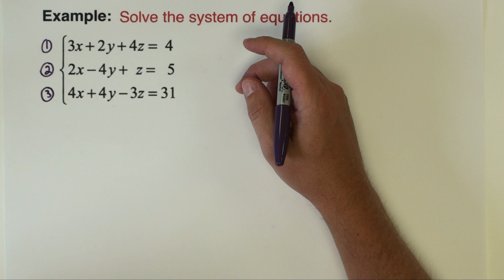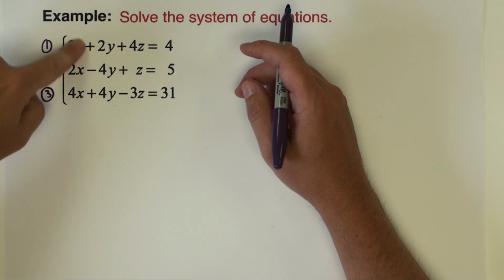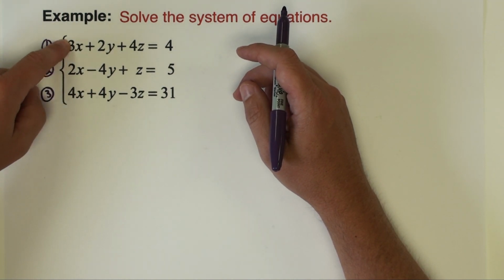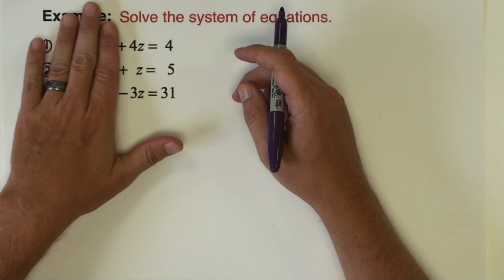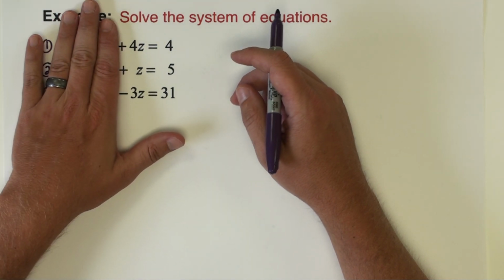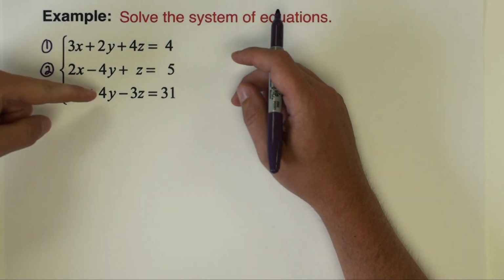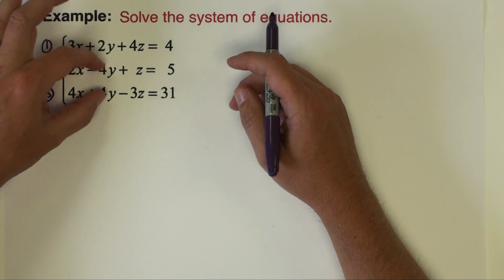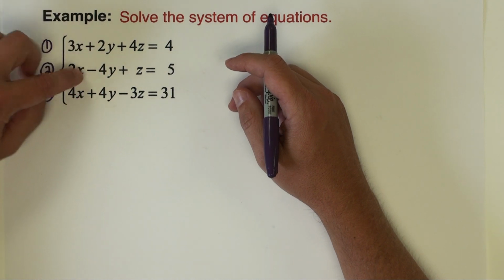When I look over this, I don't want to eliminate the x's. There's a lot of multiplication that has to go into figuring that out. I like the z's because there's a 1z right there, and that's pretty easy to manipulate. I also like the y's right here because these two are already set to cancel, right?